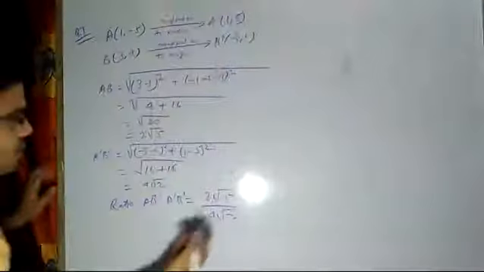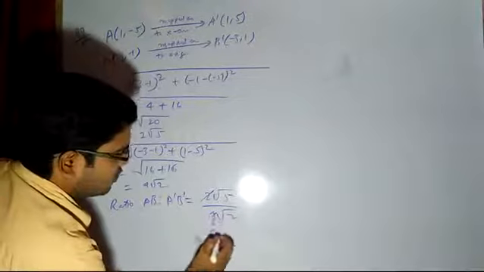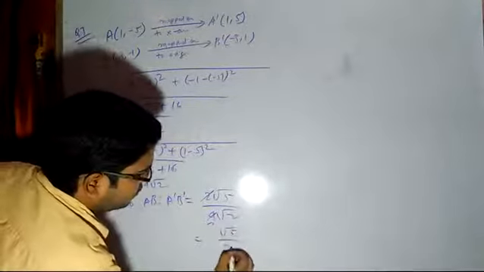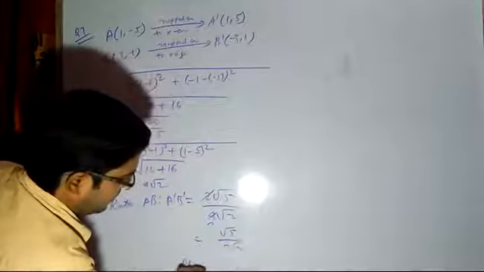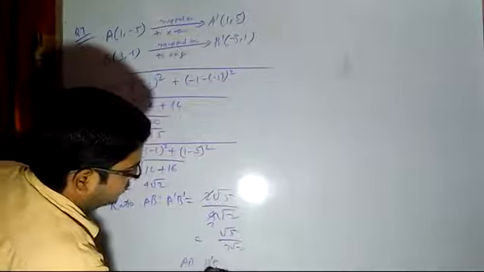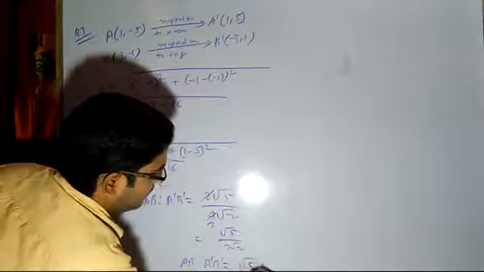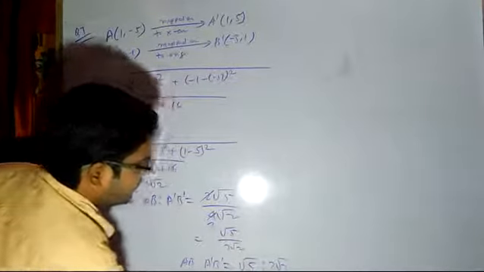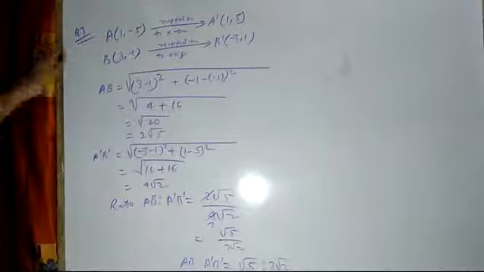5 is to root 5 is to 2 root 2. Root 5 is to 2 root 2. Okay, 2 ones are 2, 2 twos are 4. So root 5 upon 2 root 2. Therefore, AB is to A dash B dash will be equal to root 5 is to 2 root 2. So in this way we finished our question number 7 also.